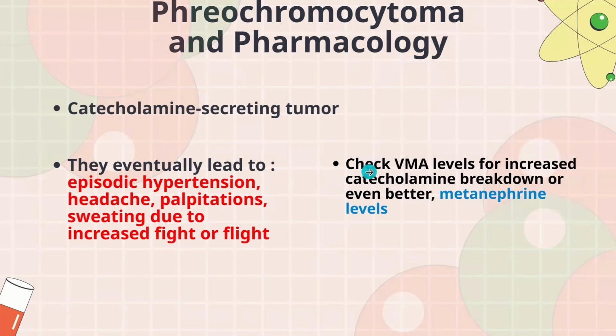And just more here, for us to diagnose pheochromocytoma, we have to check the vanillylmandelic acid for increased catecholamine breakdown, or even better. Why I told you guys metanephrine, epinephrine is important is because we can check metanephrine levels. We can check it and see how much there is as early as possible.